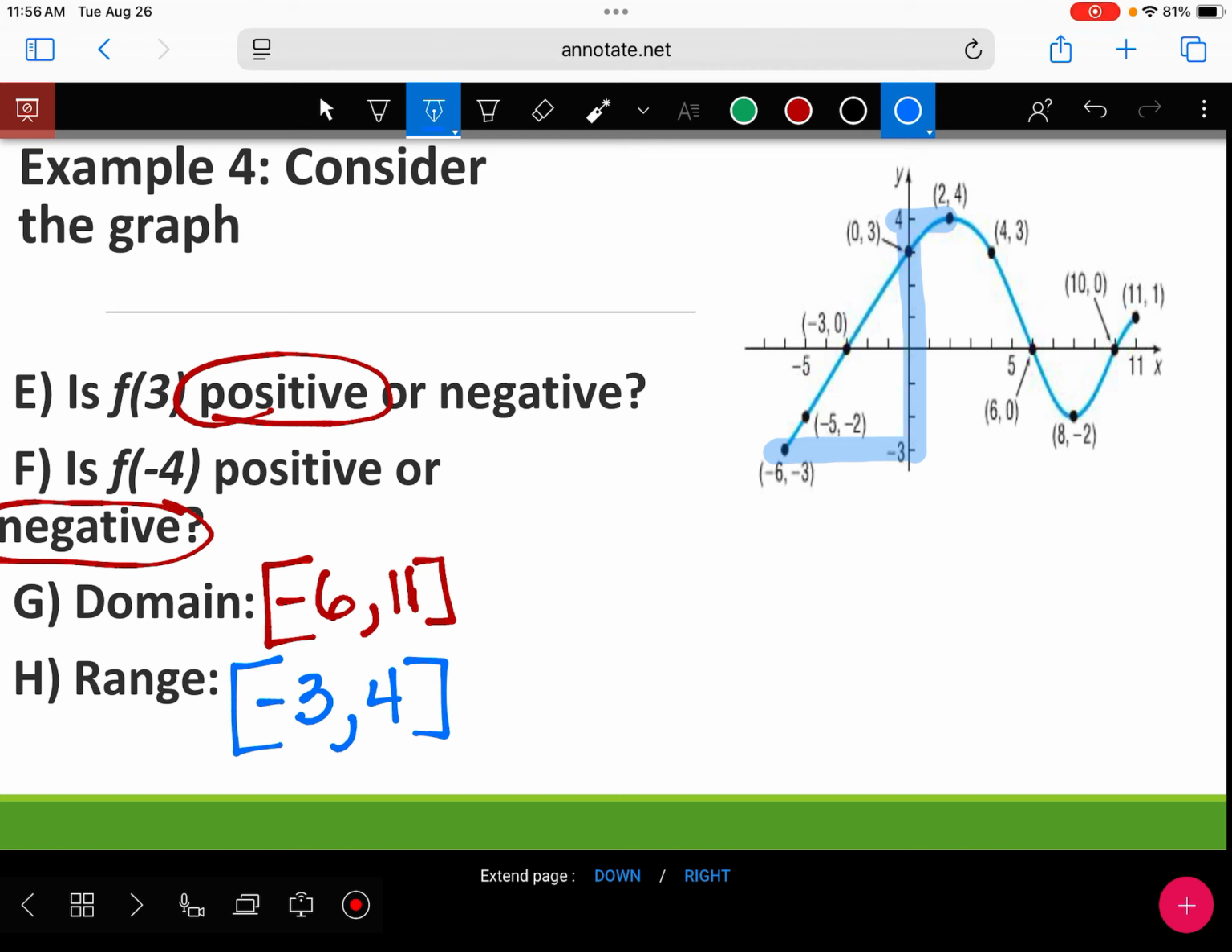Pretty easy. Homework 7, I try to make the notes match the homework, and then the homework matches the quiz. So when you do homework 7, you're going to have a graph. I just picked one of the graphs. And you're going to answer these questions, A through P, similar to this. Okay? All right. Homework 7 is due Thursday.